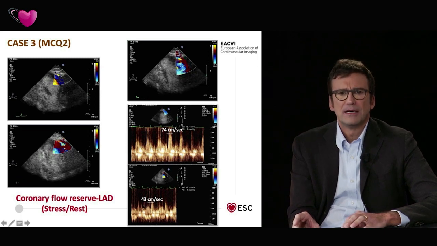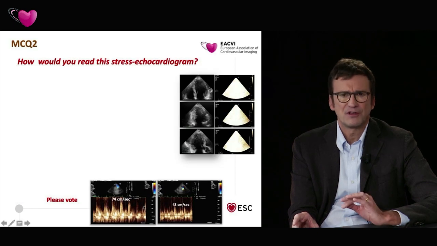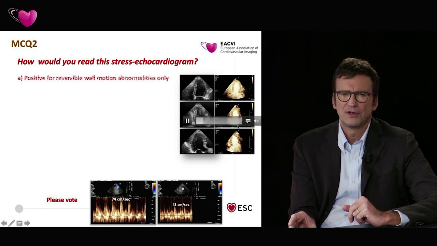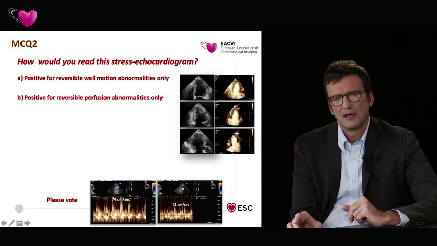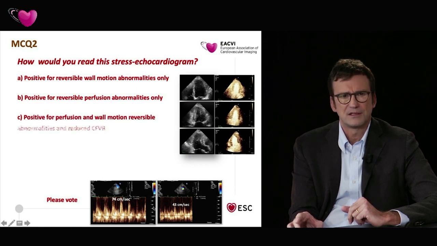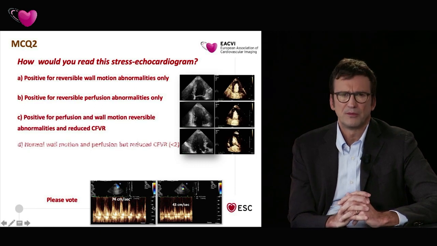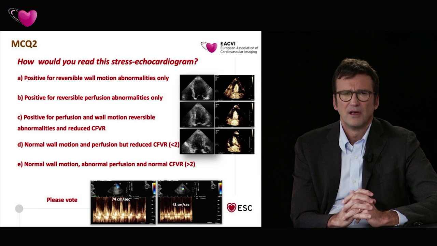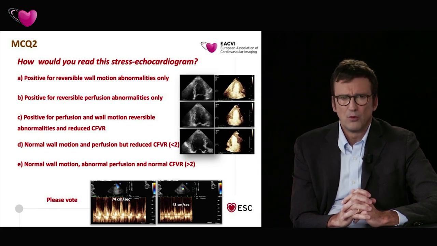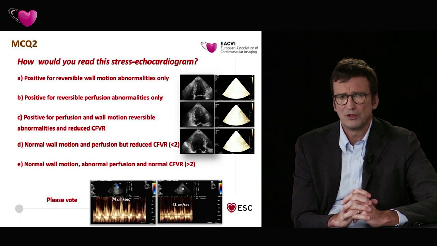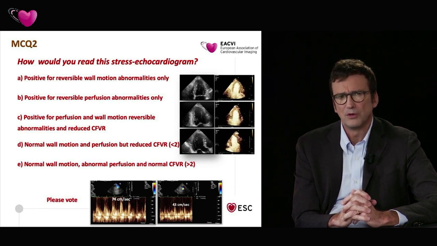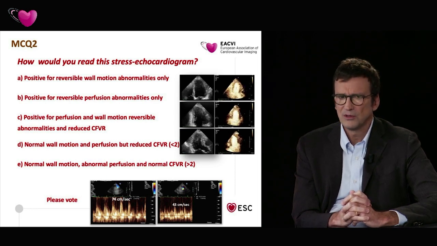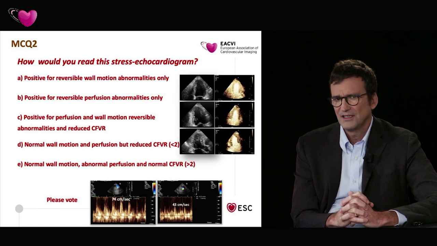So now, what's the result, in your opinion, of this stress echo? Again, this is wall motion at peak, this is perfusion at peak stress, and this is the ratio between the stress and rest. Positive for reversible wall motion abnormalities only, positive for reversible perfusion abnormalities only, positive for both perfusion and wall motion abnormalities and with reduced coronary flow velocity reserve, normal wall motion and perfusion but reduced coronary flow velocity reserve, normal wall motion, abnormal perfusion, and normal CFVR.